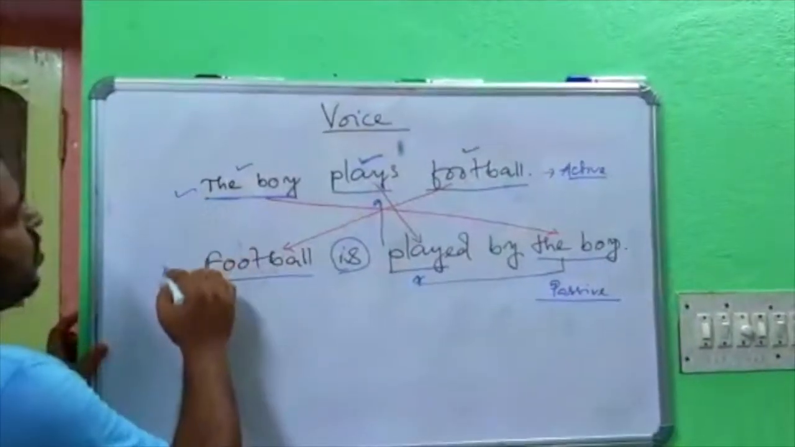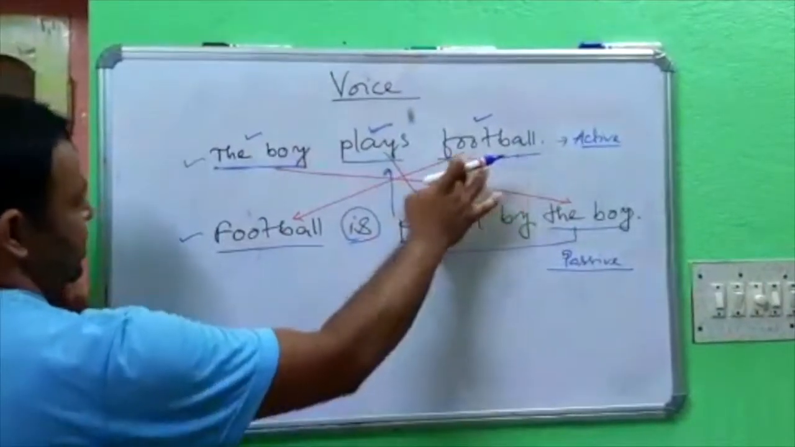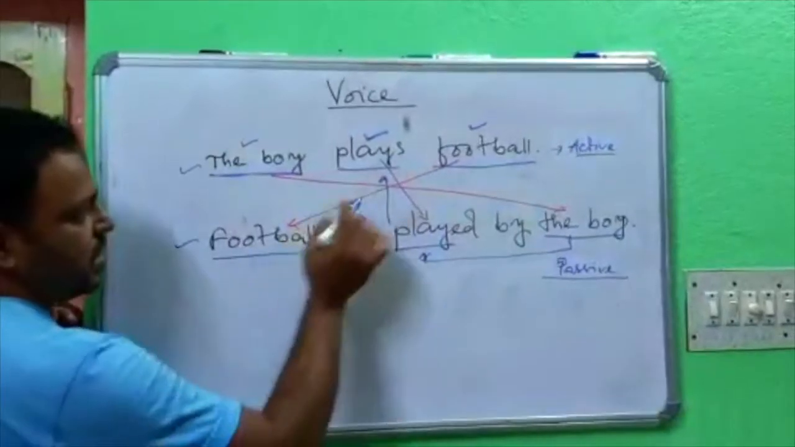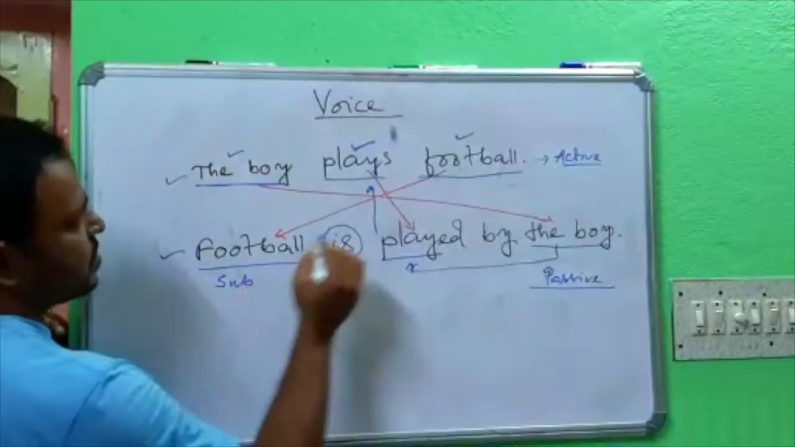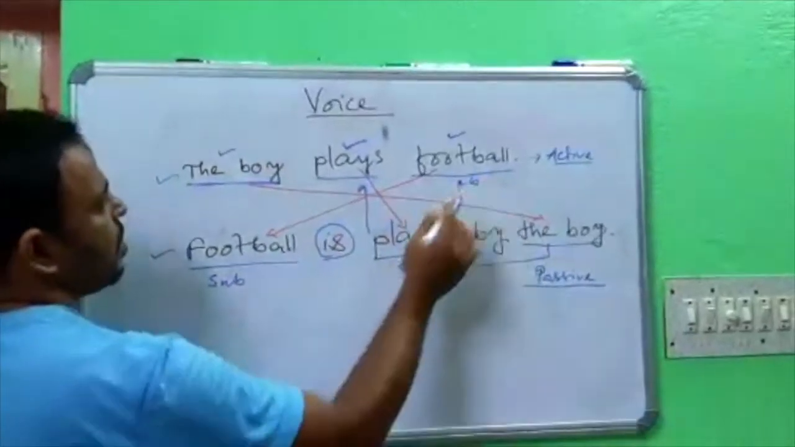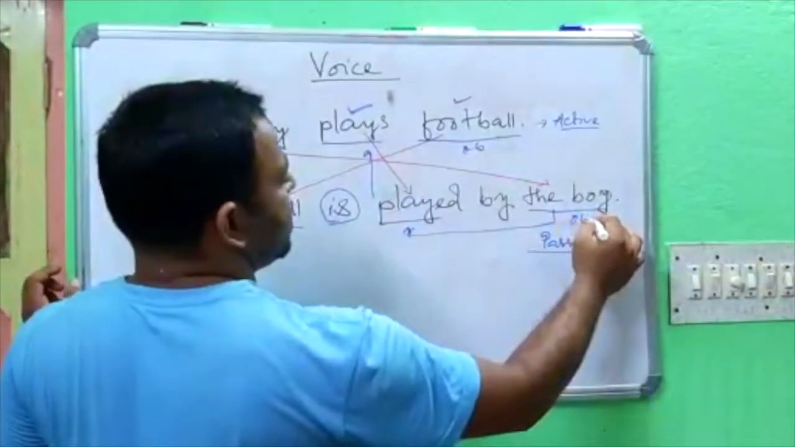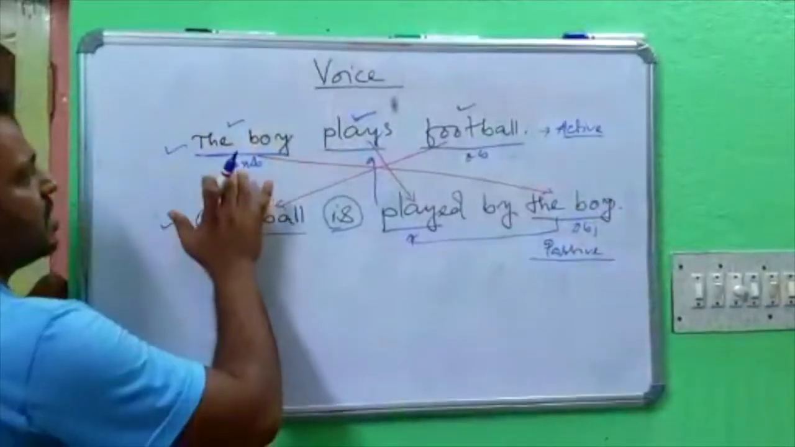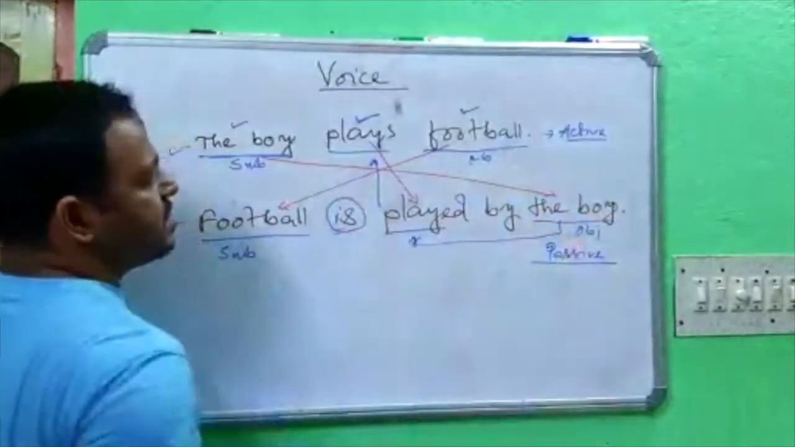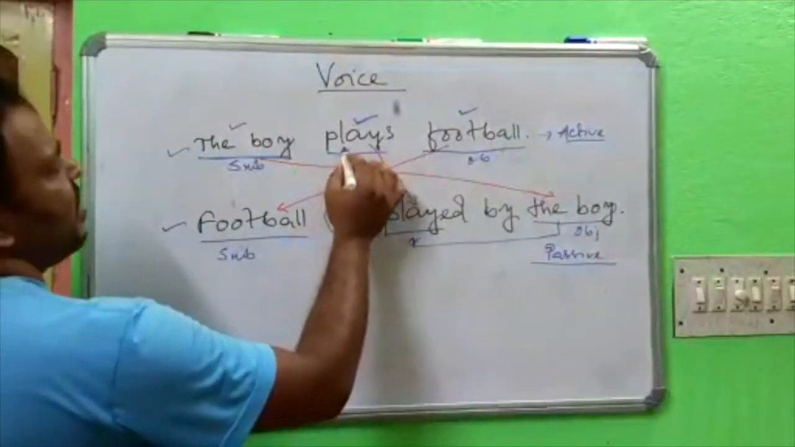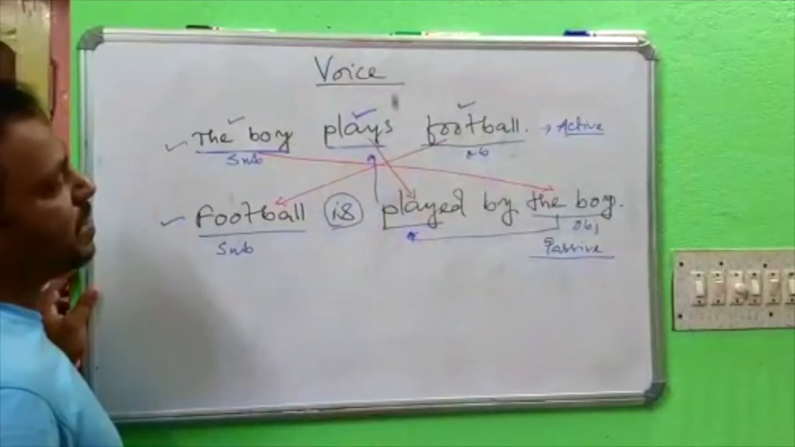In this sentence, we could see that the object of active voice has become the subject in passive voice. That is, football is the object in active voice, and it has become the subject in passive voice. And the subject of active voice, the boy, has become the object in passive voice. And the finite verb has been used in the past participle form.